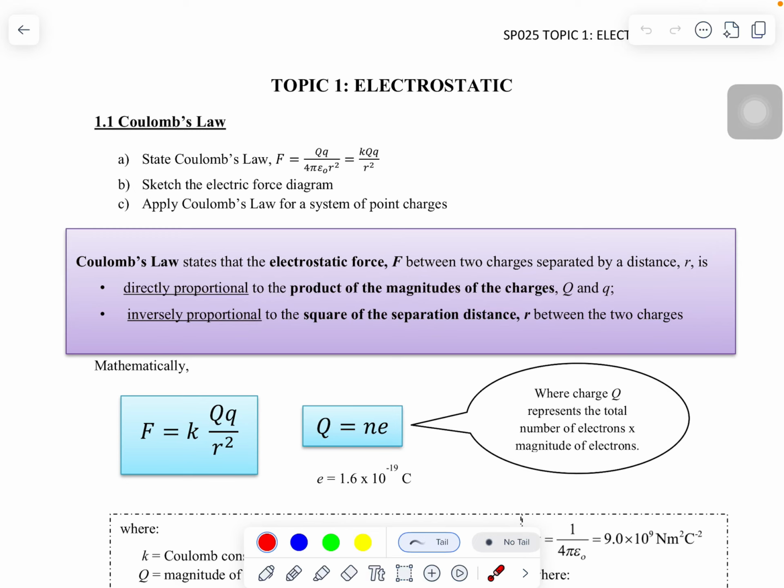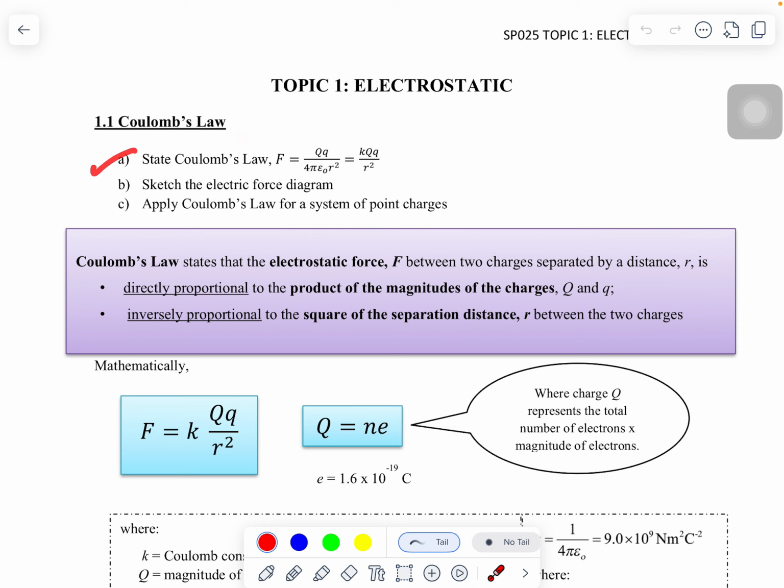Hi, Assalamualaikum. So let's look at the first topic of our semester 2, which is electrostatic. In this topic, we have 4 subtopics. Okay, dalam video ni, I will explain the first one, 1.1 Coulomb's law.